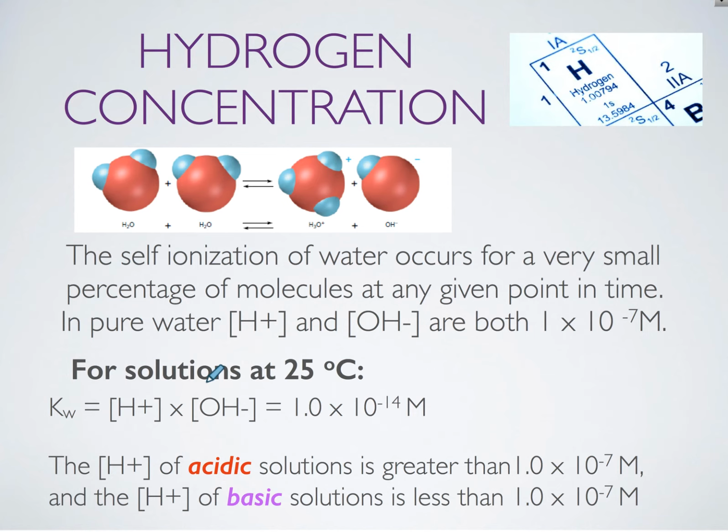If you are simply looking at the concentration and you want to know if something is acidic or basic, if your H plus is greater than 1 times 10 to the negative 7th power, meaning exponents of negative 6, negative 5, negative 4, and so on, then you can consider that solution acidic. If it has an H plus concentration of less than 10 to the negative 7th, so negative 8, negative 9, negative 10, and so on, then that would be considered basic.